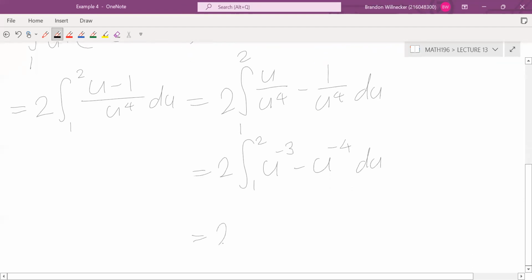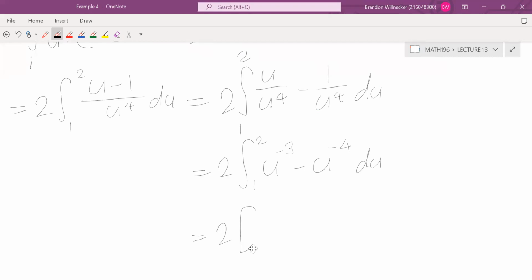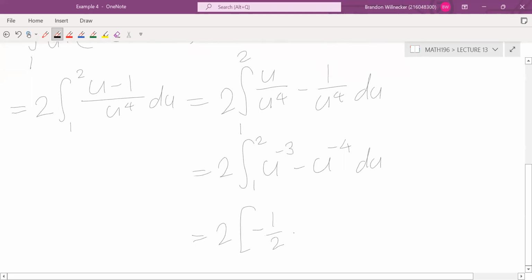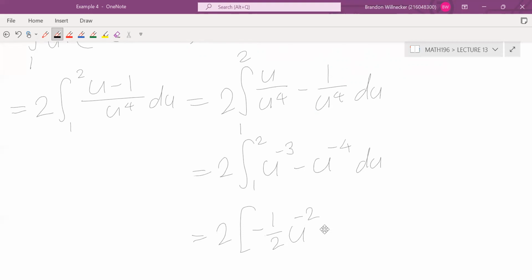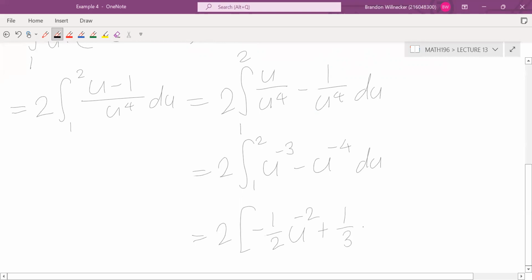Okay, so now we can use the power rule. We add 1 to the exponent to make it minus 2, and then divide by minus 2. So we're going to have minus 1/2 u to the minus 2. Next, we have a minus 4. We add 1 to make it minus 3, and then divide by minus 3. But then the minus and the minus will make a plus. So we're going to have plus 1/3 u to the minus 3, evaluated from 1 to 2.